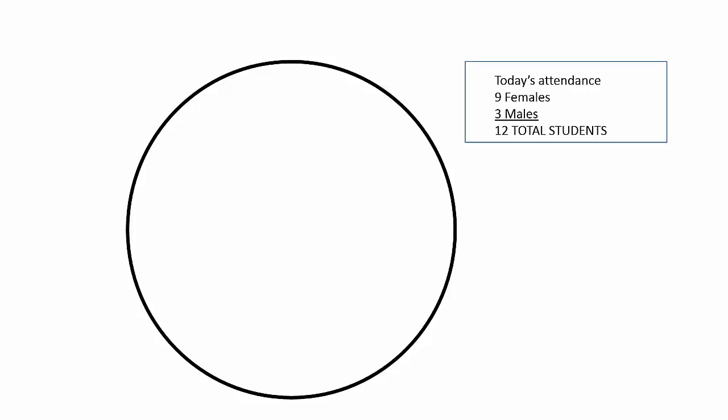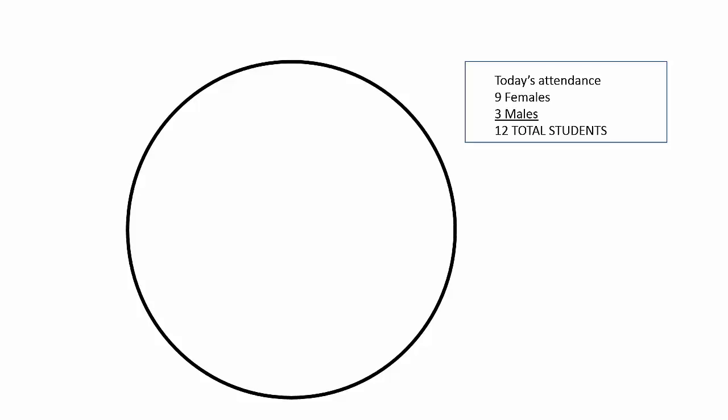Hi, this is the first in 3 lessons on the interrelationship between fractions, decimals, and percents. To show this interrelationship, we're going to start with a circle graph. So say in today's class there were 9 females and 3 males present for a total of 12 students.